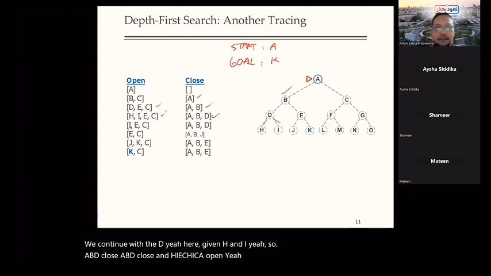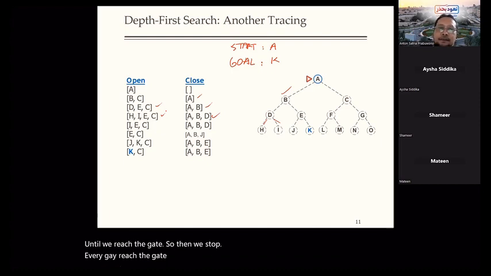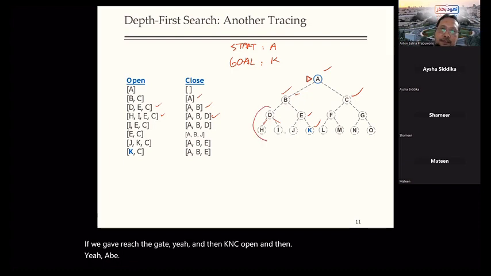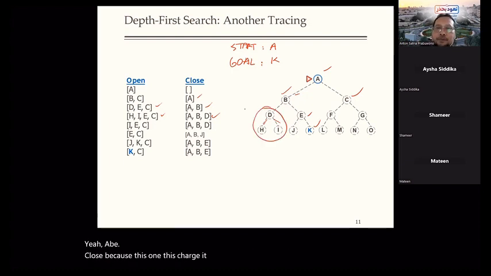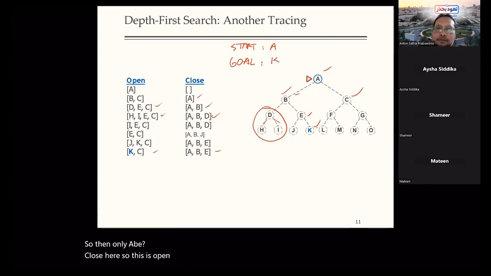Continue until finish, like that, until we reach K. So then we stop. If we reach K, then K and C are open, and here A, B, E are closed, because this one was discharged already, removed from the neighbors. So then only A, B, E are closed here. So this is open. Then we reach the goal and stop, finish until this one.